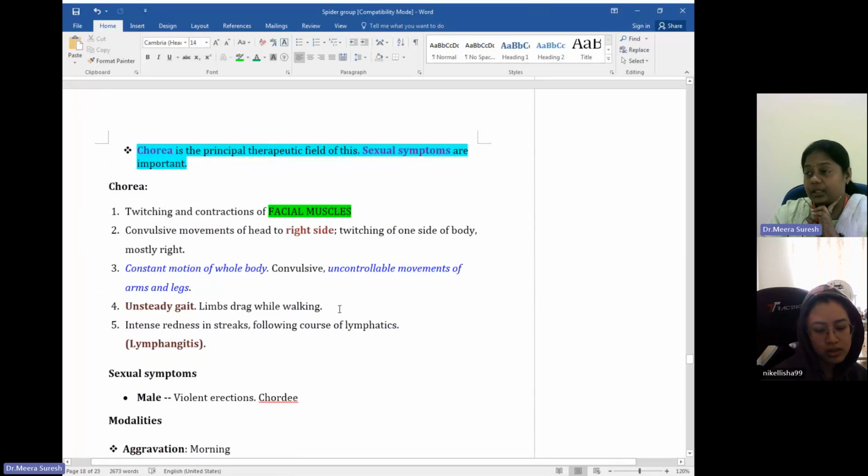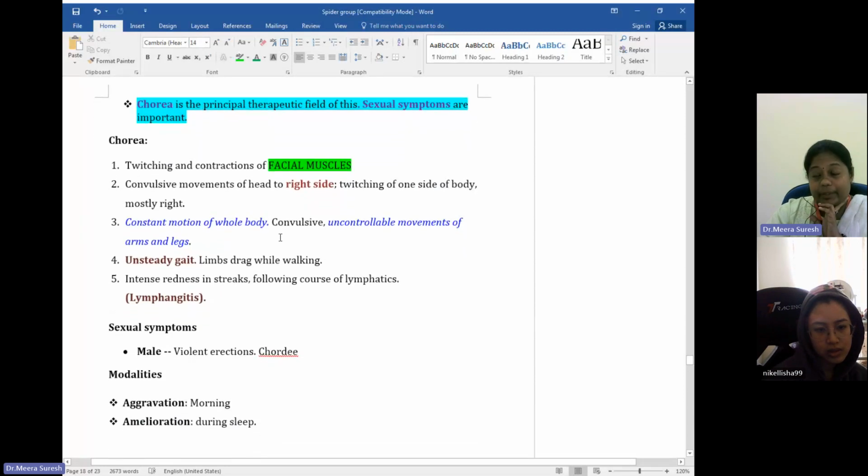So any cerebral or cerebellar lesion where we have an unsteady gait and the patient lagging, dragging the limbs, we can think about this medicine migraine. Though it will be very specific for the contractions and twitchings in the face. Then also lymphangitis and the symptom of lymphangitis. That is why I connected to the poisoning history.